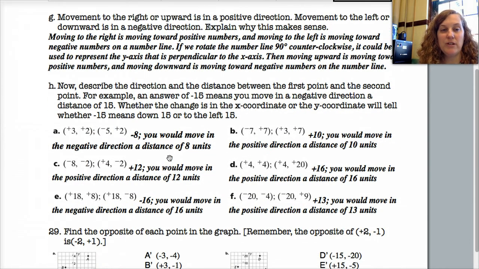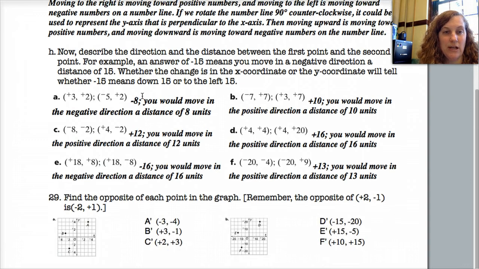G, movement to the right or upward is in a positive direction. Movement to the left or downward is in a negative direction. Explain why this makes sense. Well, moving to the right is moving towards positive numbers, like on the number line. Think about the number line. And moving to the left is moving towards negative numbers on the number line. And it's the same thing with the thermometer. Moving up, your temperature goes up. If you're moving down, your temperature goes down. So it's the same idea.